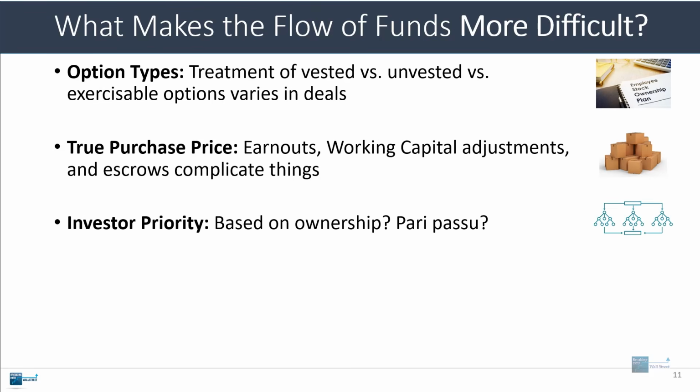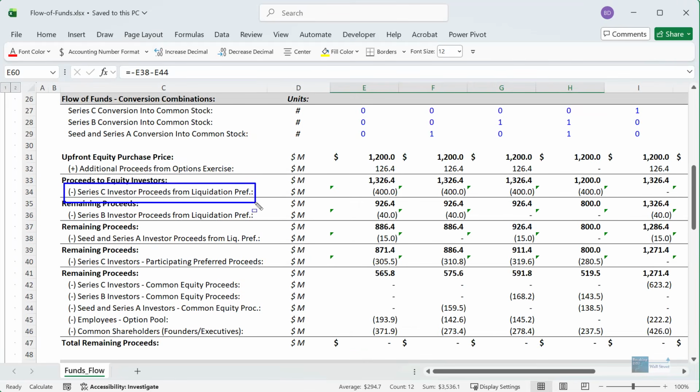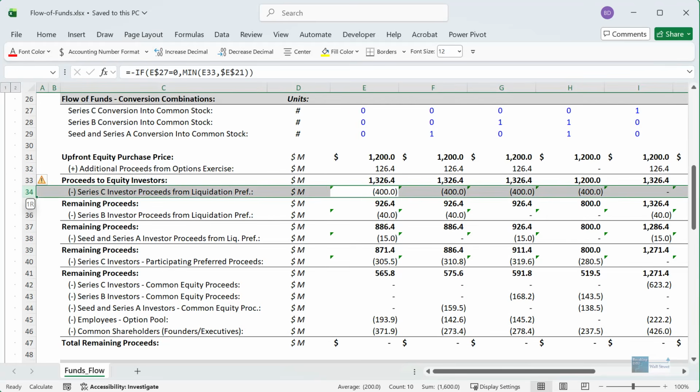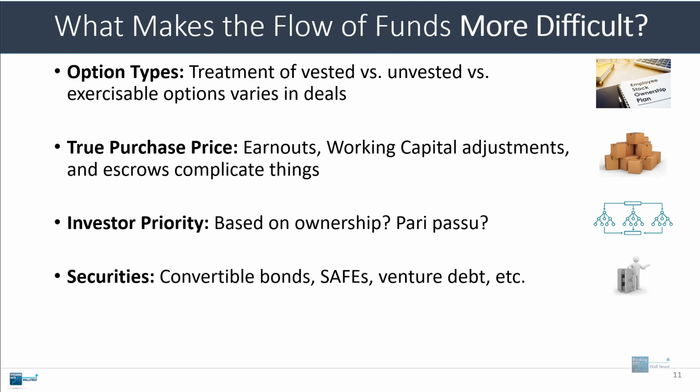The investor priority is another issue. Here, we assume that the Series C investors rank highest and then the others rank below them, but this is not necessarily true in real life. Liquidation preferences in particular often have the same rank, which is called pari passu, and then other terms like participating preferred can vary as well. If you have something like convertible bonds or SAFEs or venture debt or venture loans, that can also complicate the math and add some additional conversion options at the end.